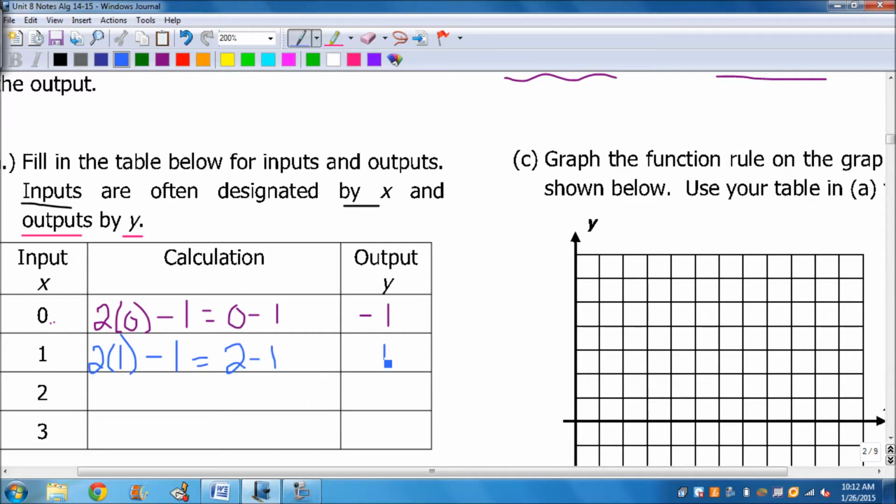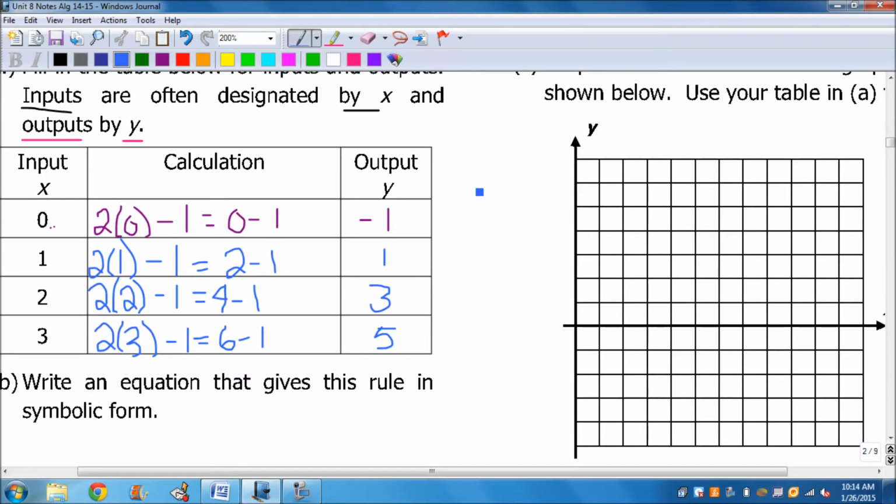I want you to pause and try figuring out the outputs for 2 and 3 as our inputs, and then come back and see how you did. All right, so you should get that the outputs for the remaining 2 inputs were 3 and 5, and if you notice, it should increase by 2. Our output should increase by 2, and that makes sense because you're multiplying by 2.